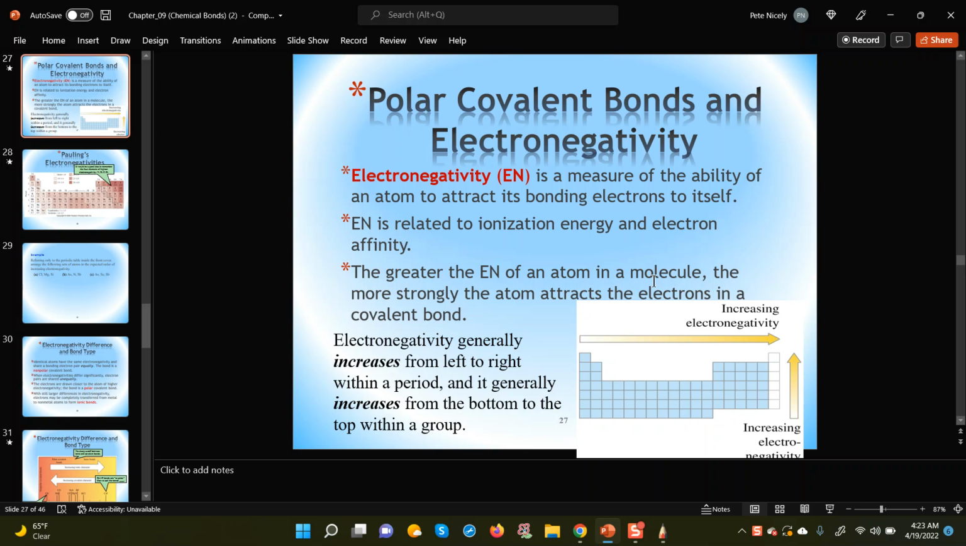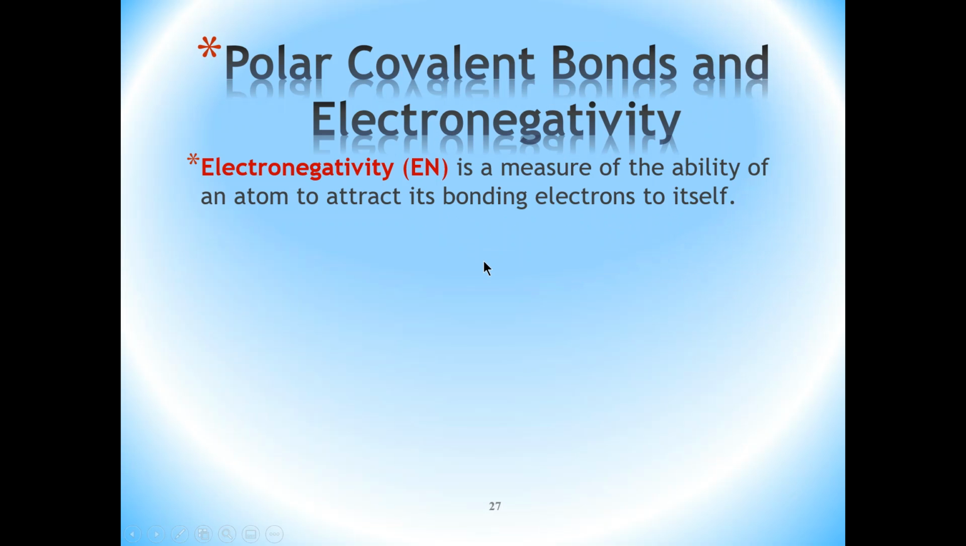So now we're going to get into a discussion concerning electronegativity and polarity of covalent bonds. So let's get started. When we talk about the electronegativity of an atom, it is basically a measure of the ability of an atom to attract shared electrons to itself.